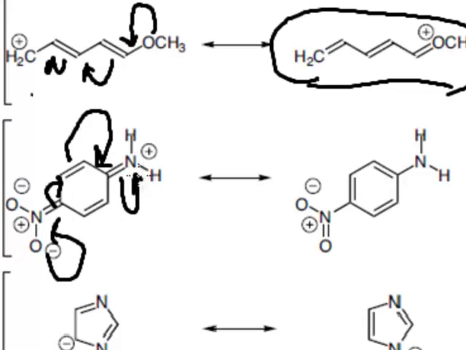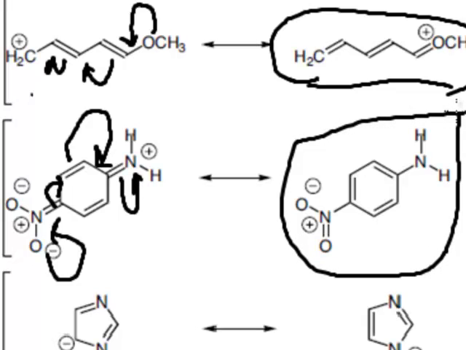Of the two, you notice that the left-hand drawing has 4 charges, the right-hand drawing has 2 charges, and those 2 charges are close together. So the right-hand drawing, again, would be the most likely resonance contributor, or the most stable of these two drawings. And again, that reasoning is least charge separation.